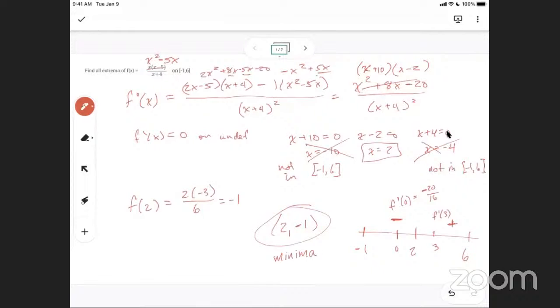Going to be a minimum, should say minimum point. Is that all we needed to do? Yeah, I think so. Okay. So finding all the extremas. What did you have a hard time with? What do you struggle with there? Seems like you were getting that right.